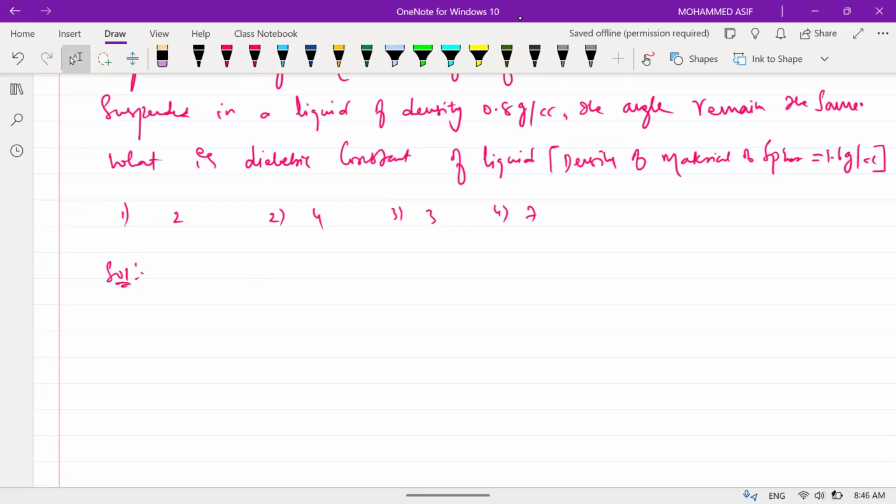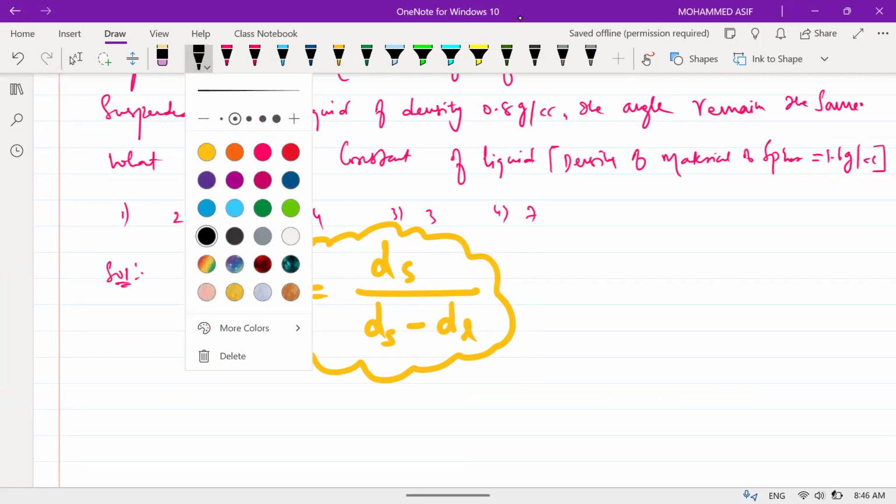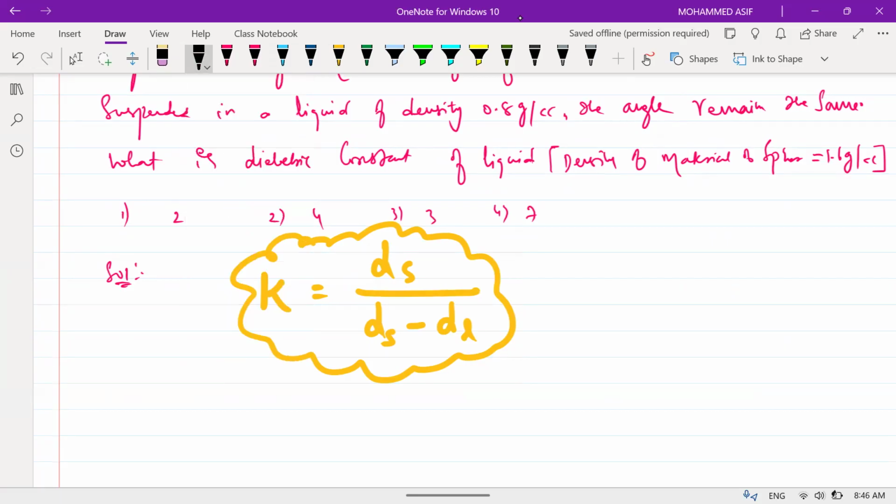Use this formula. Dielectric constant K is equal to density of your sphere divided by density of your sphere minus density of your liquid. Am I clear?